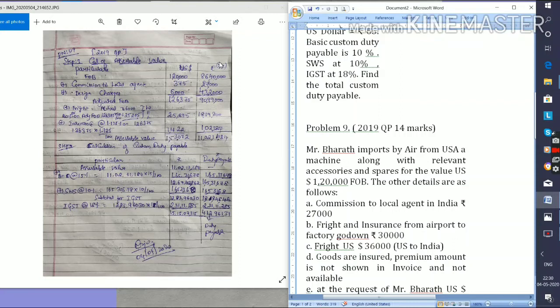Take the assessable value which you have calculated in step number 1, that is the amount in Indian rupees, 11 crore 2,11,184 is the assessable value. It is in the first column, and the next column nil.